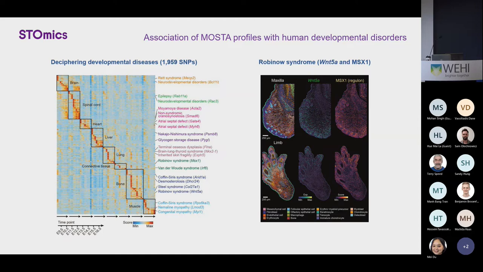So you go from just having association data to actually being able to see where they map to in space and what cell types are expressing them. And this gives you a very good start in better understanding how these disorders actually occur.